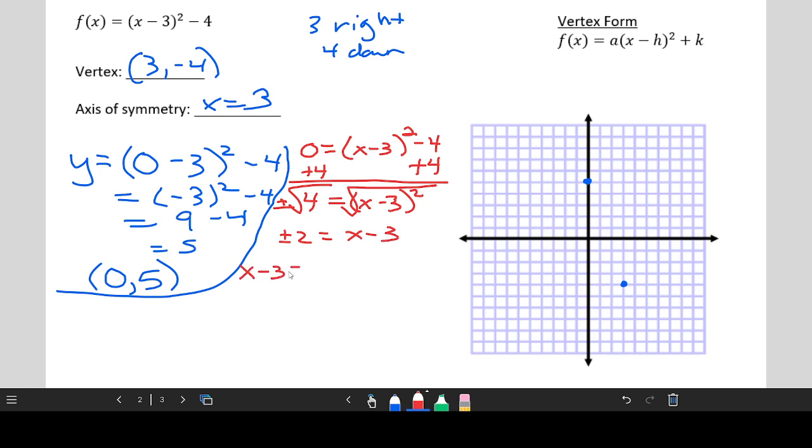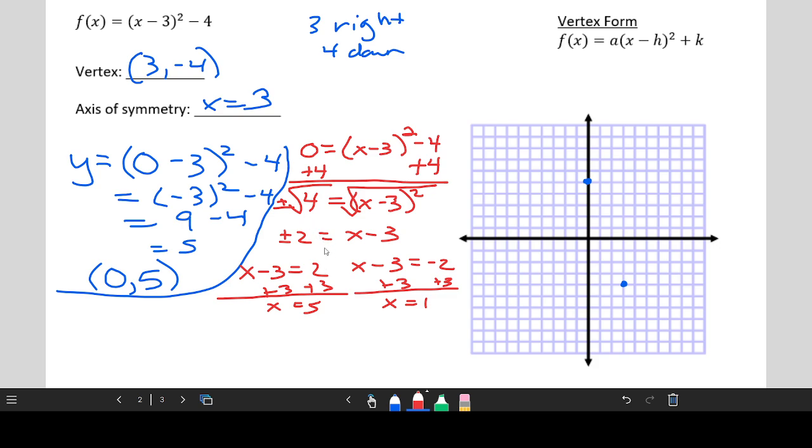Let's split that up into two different equations. And so if we add 3, we have x equals 5. And here we have x equals 1.